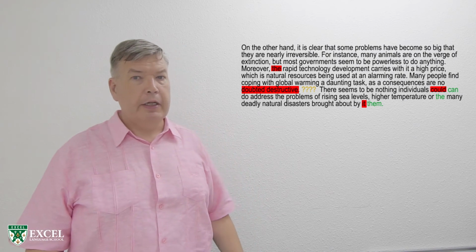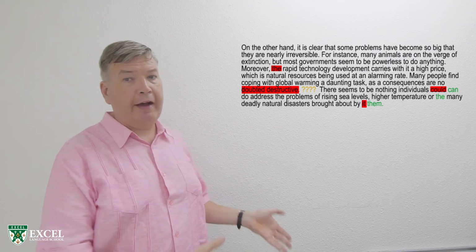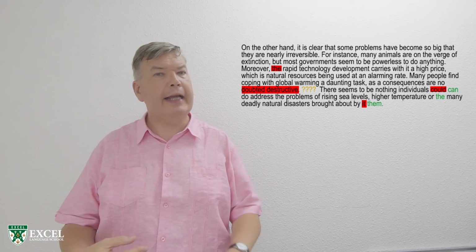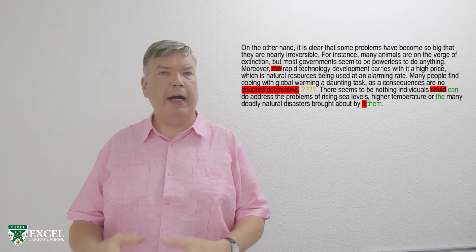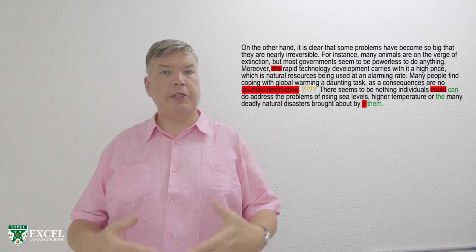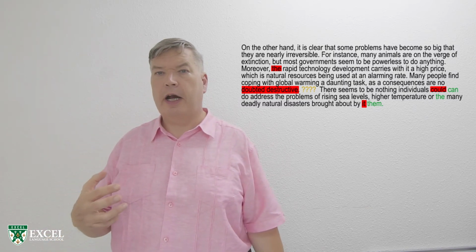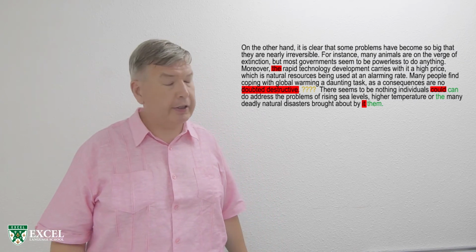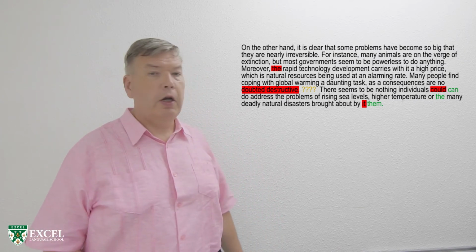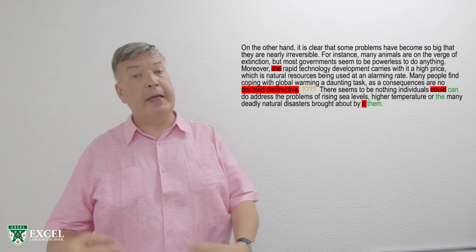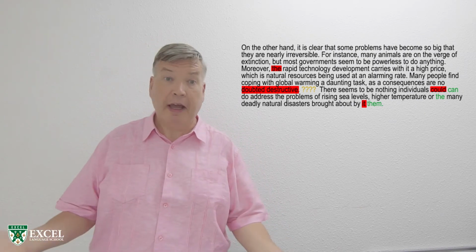So, the first 4.5 lines are very good, but the paragraph falls apart a little at the end. The student writes, as a consequences are no doubt destructive, and so there is first a careless grammar error when the student uses a and makes a plural word after that. That's never correct.